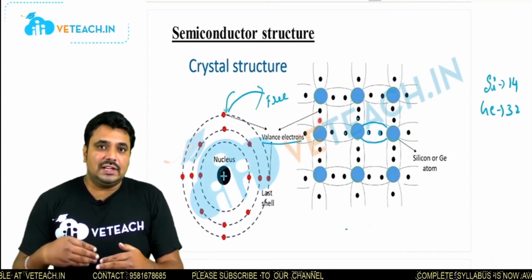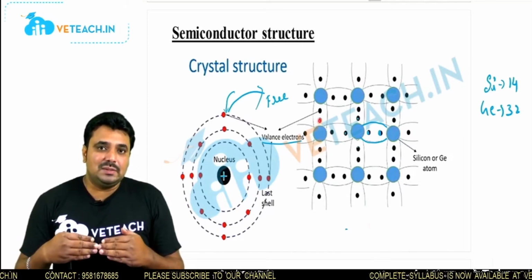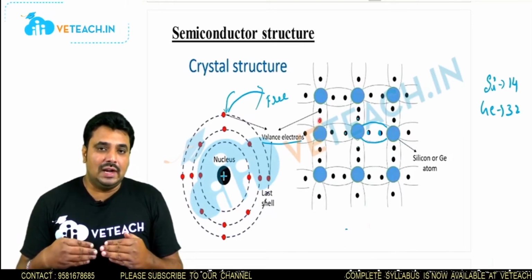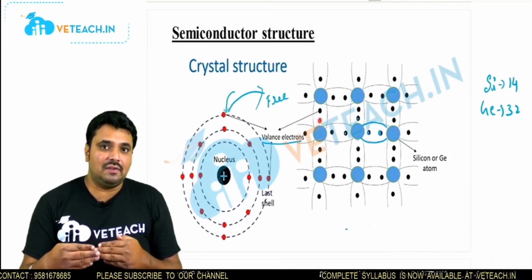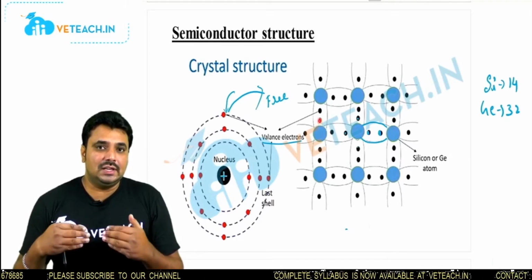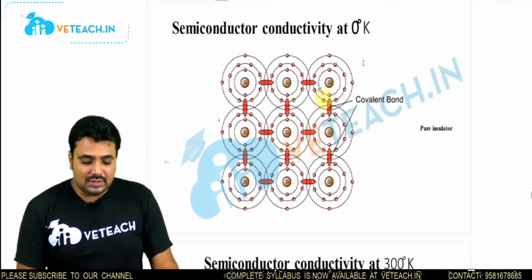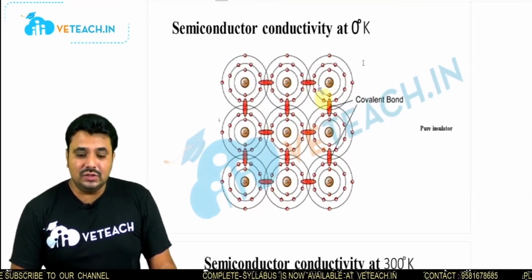So it will go to the next energy stage, that is the conduction band, because the valency band has a low energy level and the conduction band has a higher energy level. Whenever the valency electron receives some external energy, it moves from the valency band to the conduction band. You can see the semiconductor conductivity at 0 degrees Kelvin.